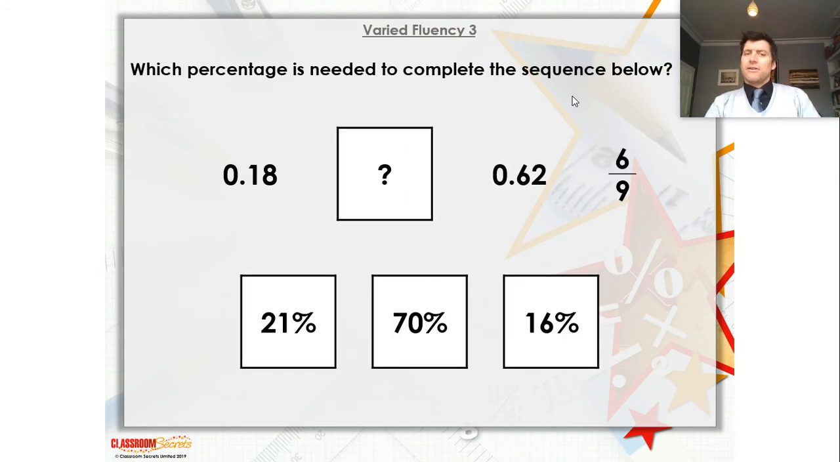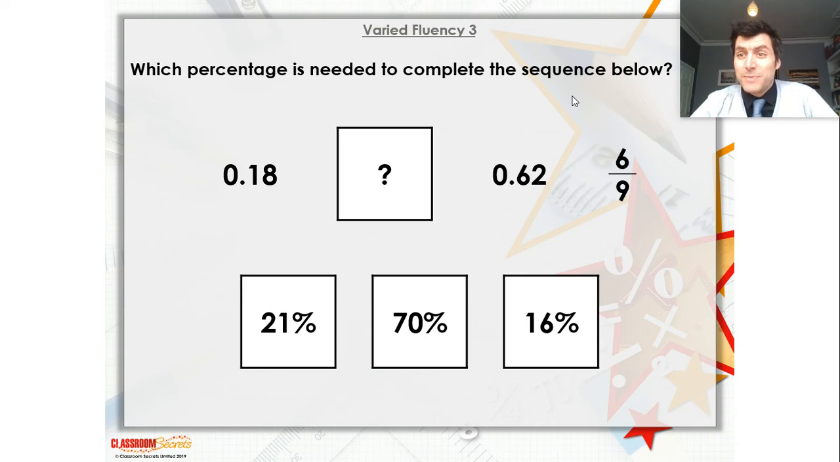Okay. Here again, which percentage is needed to fill in this space here? Okay, so the sequence here. So what's going on with these sequences? Well, it looks to me like they're getting larger each time. So it starts with a value, then it gets bigger, then it gets bigger, because 0.62 is smaller than 6/9, and 0.18 is smaller than 0.62. So would 16% be smaller or larger than 0.18?